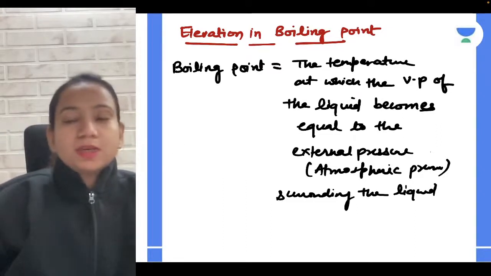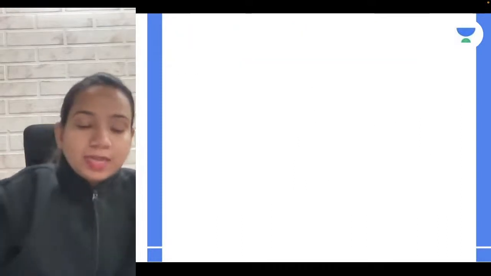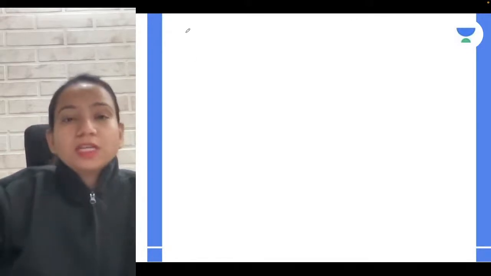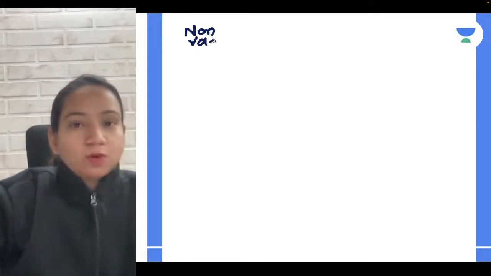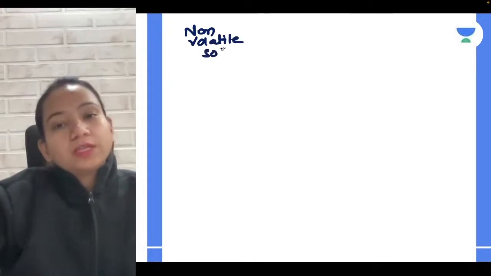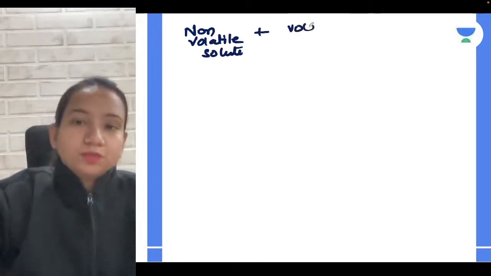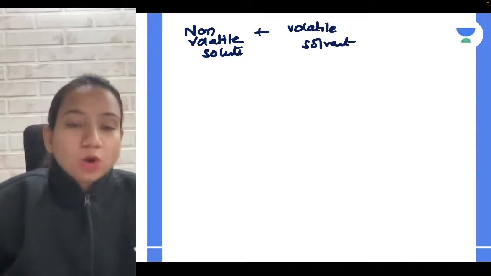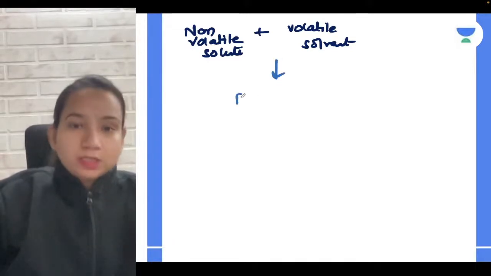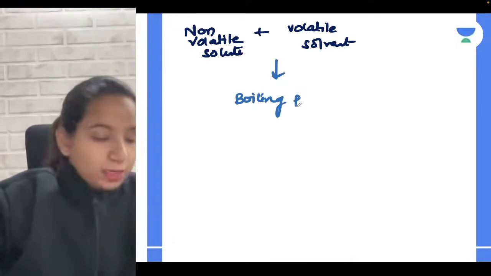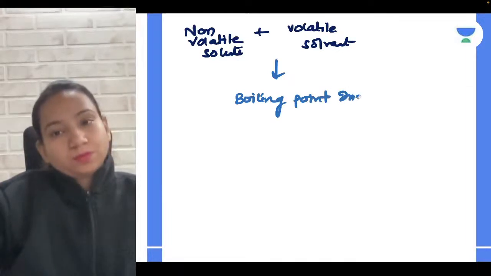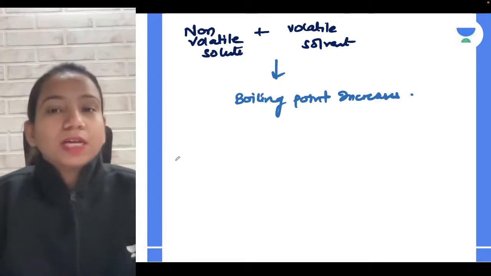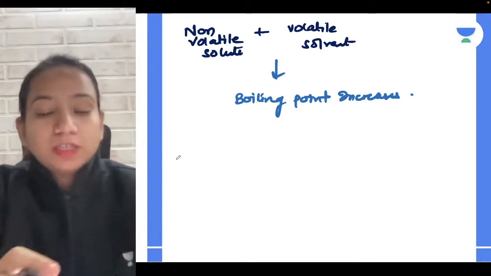Now, the next thing is what happens when you add a non-volatile solute to a volatile solvent. Remember that in all the colligative properties, we add a non-volatile solute to a volatile solvent. What we have observed is that the boiling point of the solution increases, right? So when we add a non-volatile solute to a volatile solvent, the boiling point increases.